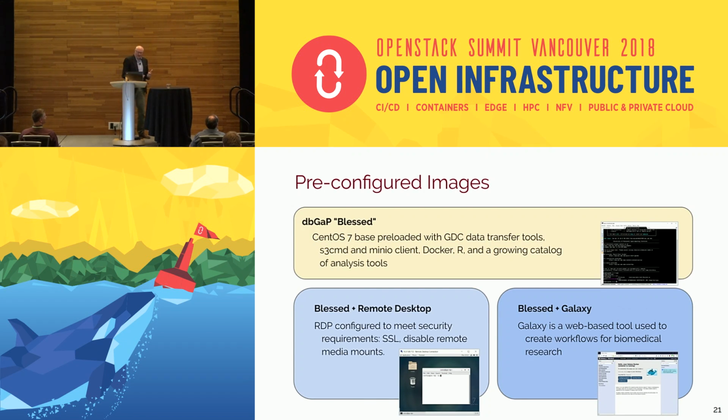So to ease their way in a little bit, we did create a set of pre-configured images, starting with what we call the dbGaP blessed image. It's based on CentOS because we're kind of a CentOS house, I suppose. That was preloaded with some of the data transfer tools they'd need to pull data out of dbGaP and perhaps put it into the S3 cache, and an assorted catalog of other tools that were commonly used in their field. And layered on top of that, we made 2 further images: a remote desktop image, which was pre-configured to have appropriate security controls, and also Galaxy, which is a web-based tool really widely used for computational workflows and biomedical research.